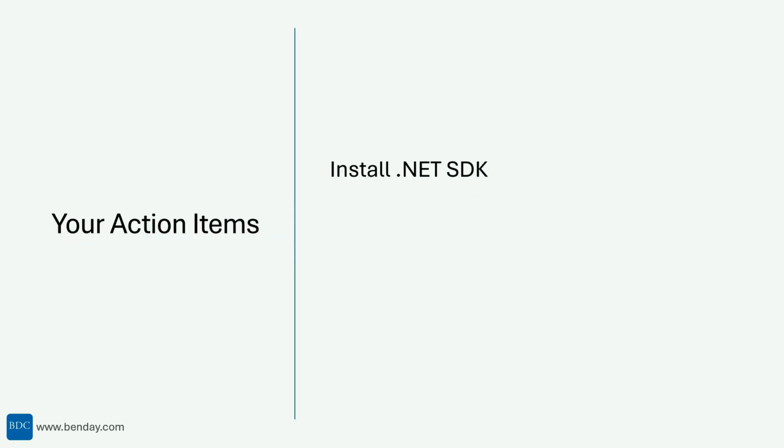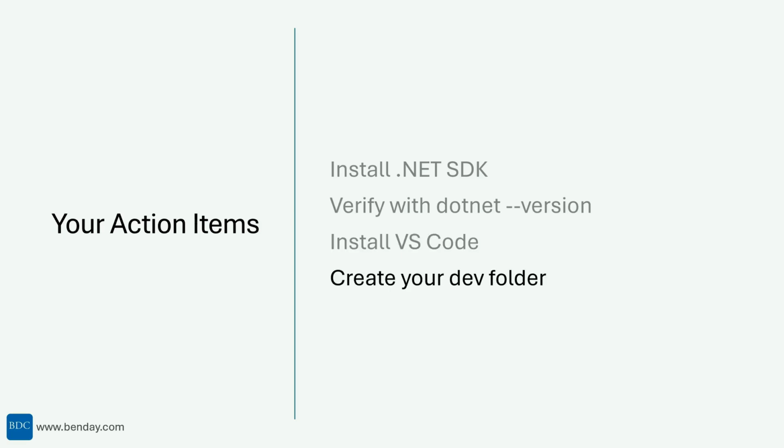First, go install the .NET SDK if you haven't already. Get the latest LTS version, currently .NET 8. Open a terminal and run dotnet --version. If you see a version number, you're ready to code. Download and install VS Code. We won't use it immediately, but get it ready. Install the C# Dev Kit extension too. Create that development folder I mentioned. This is where all your projects will live. Stay organized from the start.